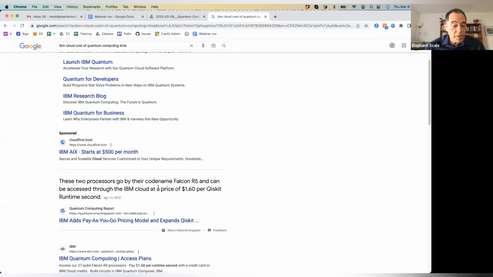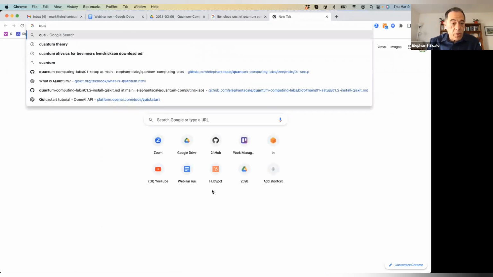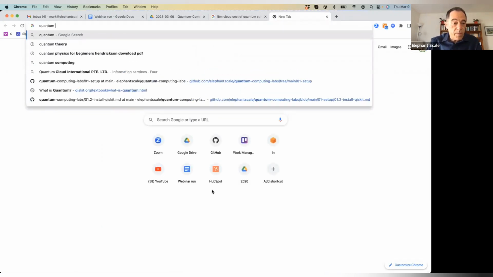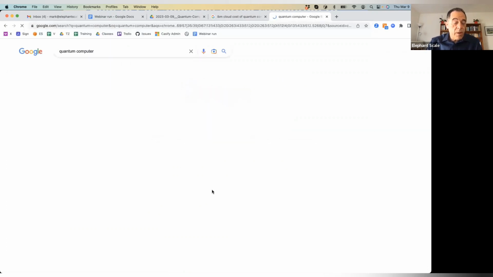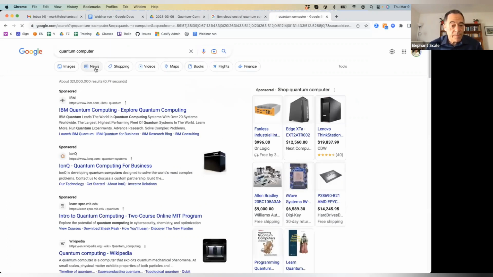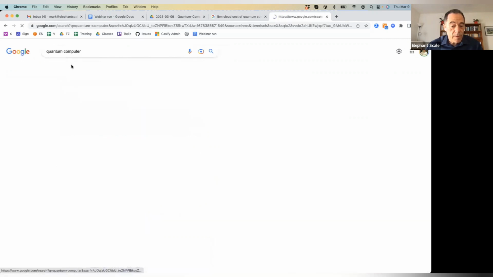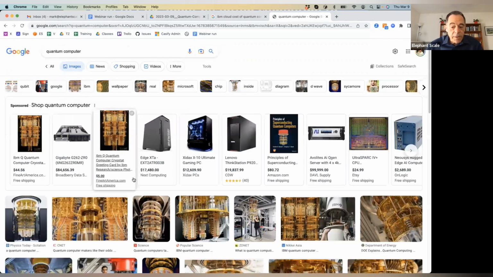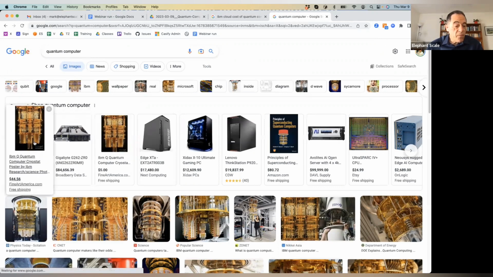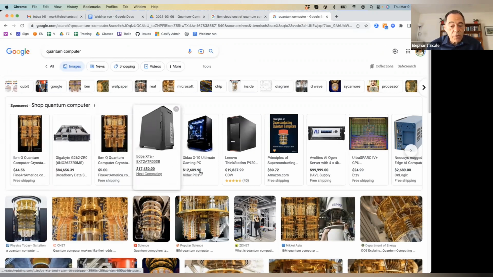Processors, modern processors, Falcon R5, and they come at $1.60 per Qiskit runtime. Pronounced Qiskit. So that is the quantum computer. Now, if we want to see a quantum computer, of course, we know what to do. We search for quantum computer and we look in the images. And that's a picture of a quantum computer. Any of these will do. So they really do exist.